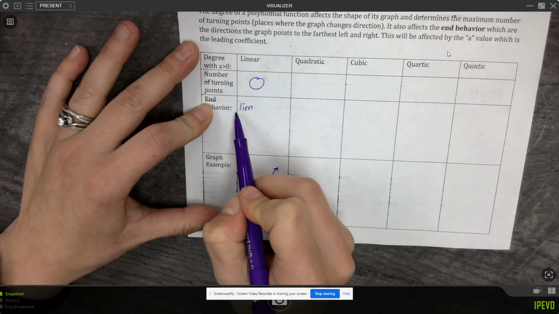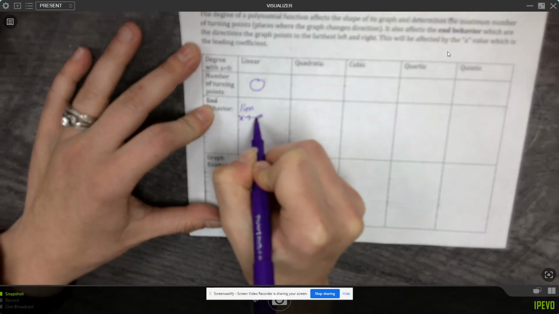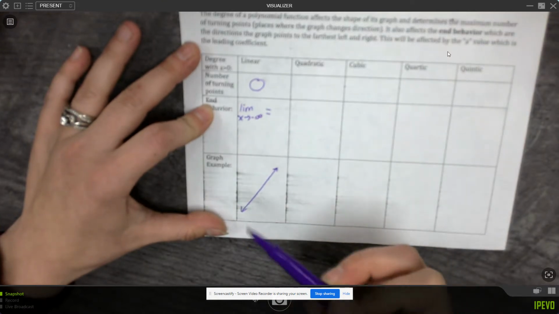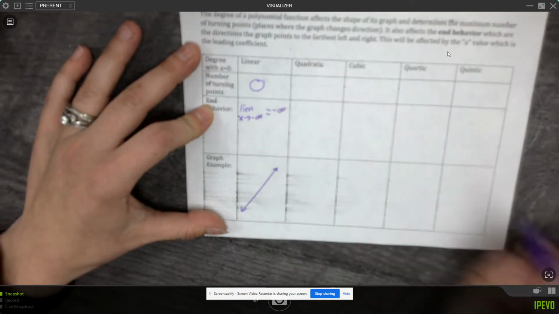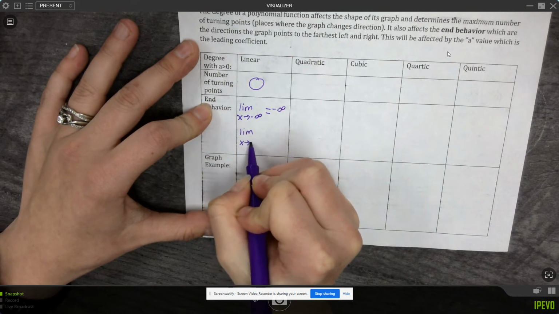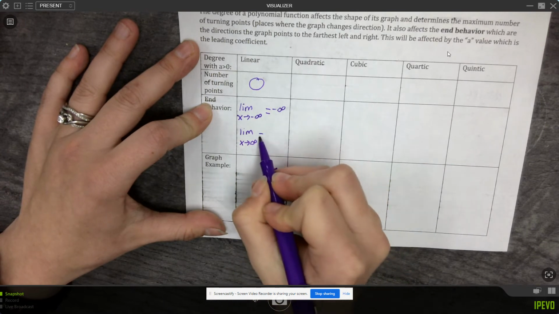We've talked about end behavior before. It is the limit, which is abbreviated LIM. First, you're going to talk about as it goes to the left, which is as x goes to -infinity. Well, as you go left, it's going down, so that equals -infinity. We also need to talk about what happens as it goes to the right. So the limit as x goes to +infinity, as we go to the right, it is going up.